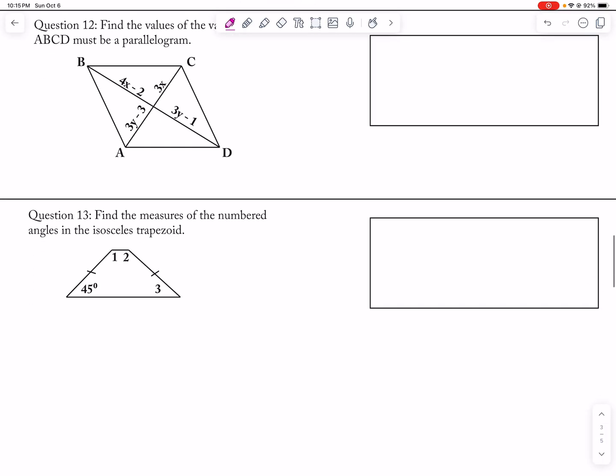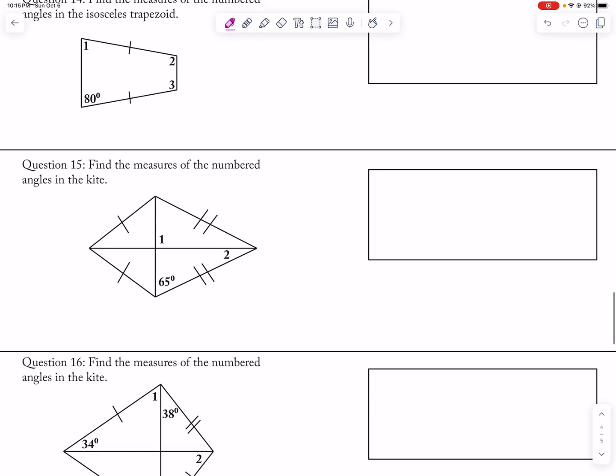Okay. And then I want to figure out what's going on with this isosceles trapezoid. So measure of angle 1 plus 45 is equal to 180. So measure of angle 1 is 135. That's same side interior angles. Measure of angle 3 is also 45. And measure of angle 2 is 135.